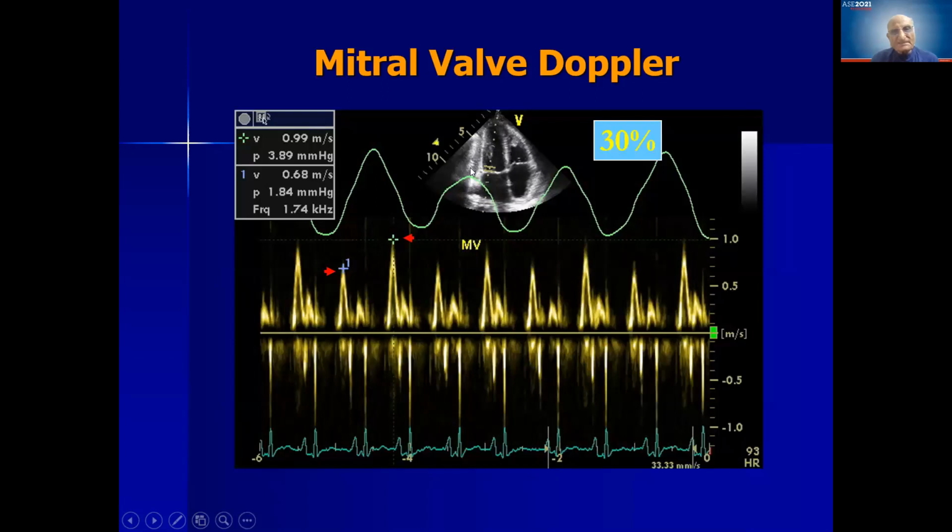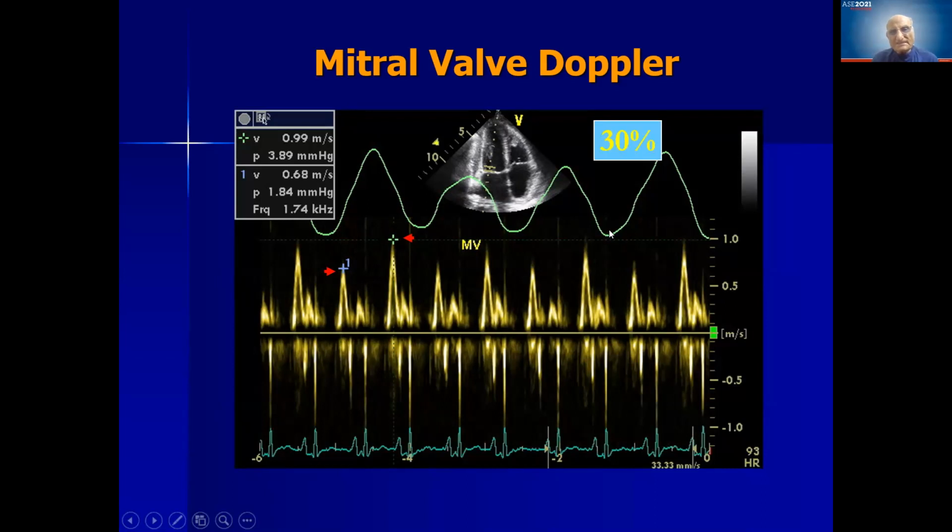This is inspiration, the one going up and the one going down. Now you see what is happening: during inspiration, the mitral valve velocity decreases because of less LV filling. During expiration, the mitral valve velocity is increased because more filling occurs in the left ventricle. This is seen in every view.